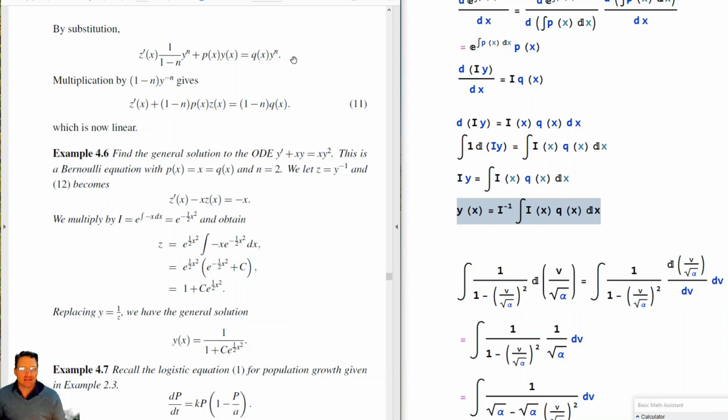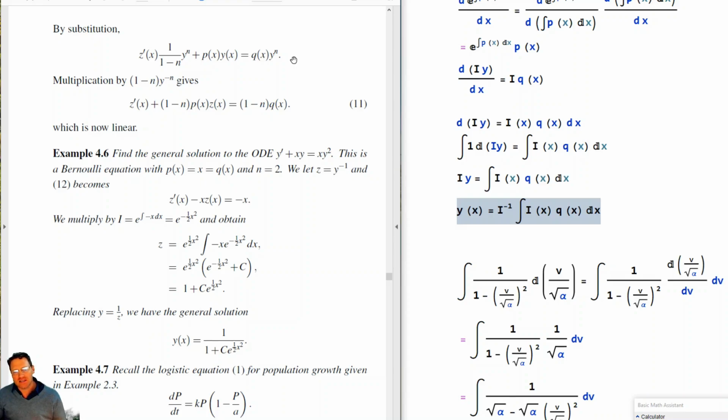So it's linear. Now we see that it's linear with a new p of x, so you might want to call it uppercase P of x, equal to 1 minus n times lowercase p of x. All right, so let's have a look at an example here.